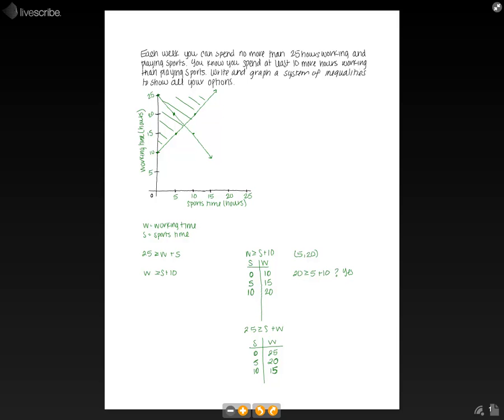So let's pick a point, and let's pick 5, 20 again. So wait, that's on the line. We can't pick that. We can't pick a point on the line. So we have to pick a point that's either above or below the line. So let's pick the point 5, 15 instead. Okay? So 25 is greater than or equal to 5 plus 15. Is that true? Yes. So that means we're going to shade where that point is, which is below the line. So we're going to shade below this line.